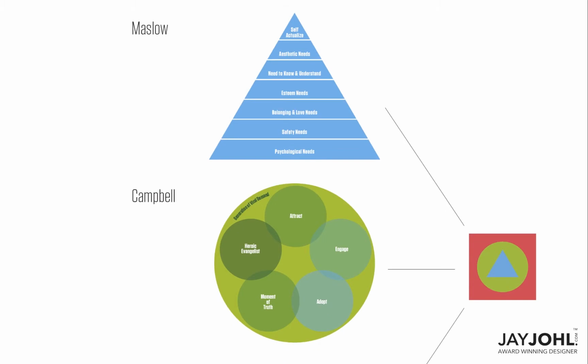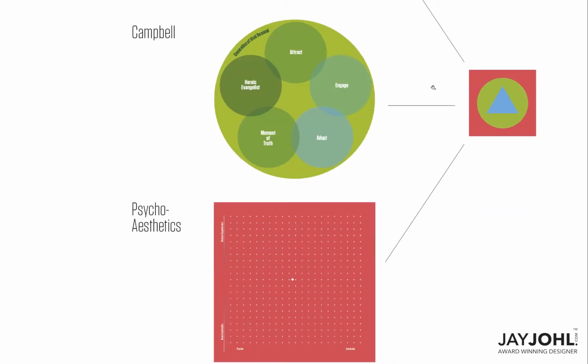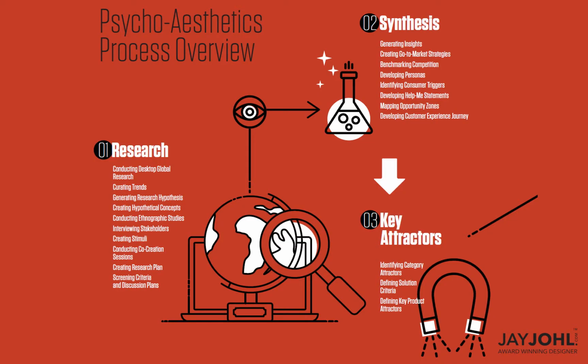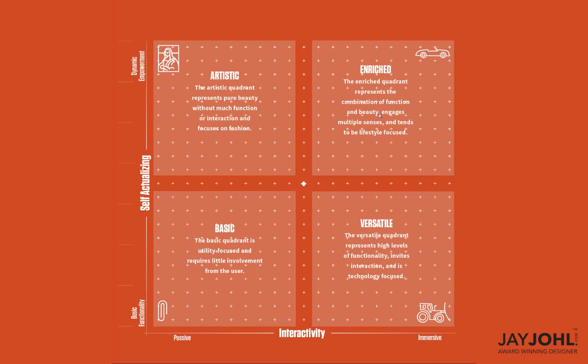We implement Maslow and Campbell's law and psychoaesthetics. Psychoaesthetics definition: the study of psychological aspects of aesthetic perception. Psychoaesthetics process overview: research, synthesis, key attractors, hero's journey, design execution, moment of truth. This is the PA map.